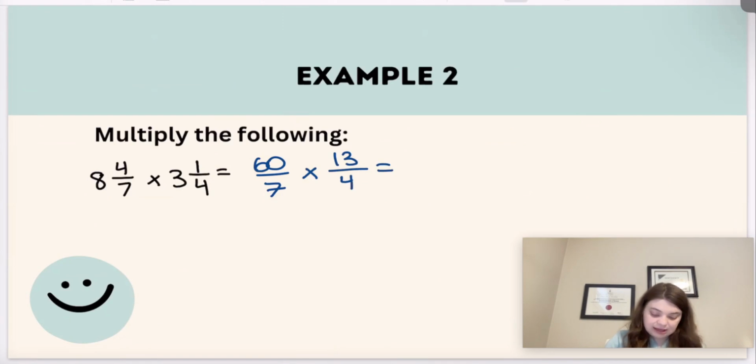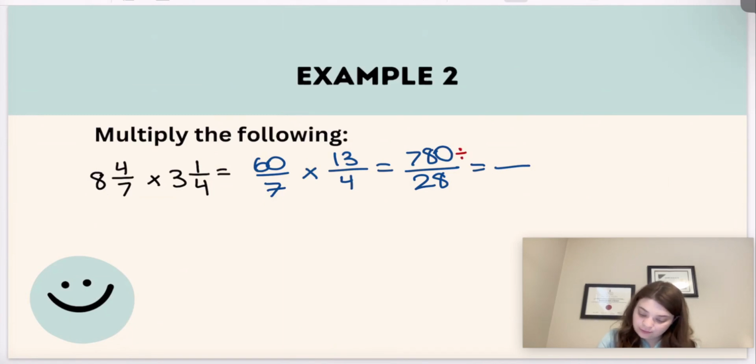So 60 times 13 is 780, and 7 times 4 is 28. One thing I noticed right off the bat about these numbers is that 780 and 28 are both divisible by 2. So I'm going to divide both by 2 to start us off. If I do that, I get 390 for the numerator, and for the denominator, I get 14.